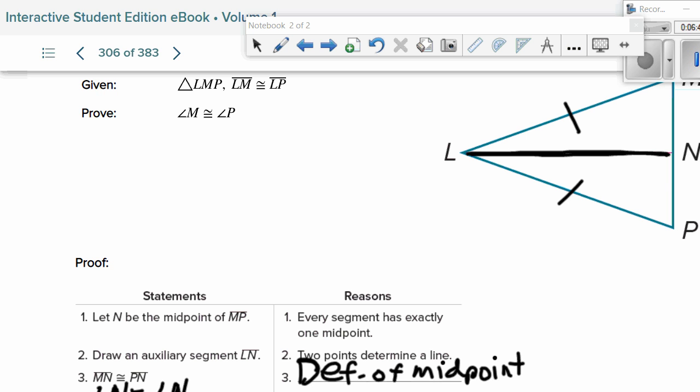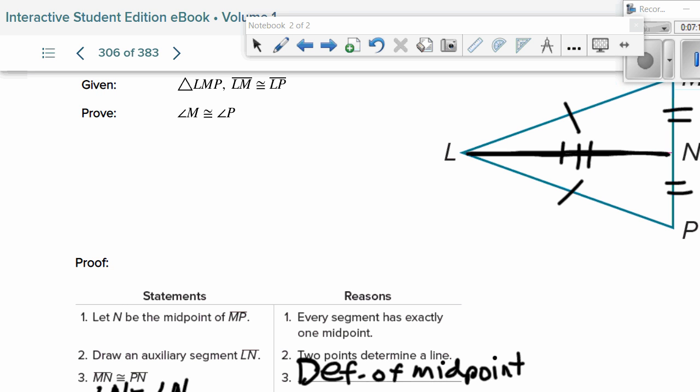Taking a look at that, that was equal to that because of the midpoint. This is equal to itself because of reflection. Are the two triangles I've now created equal to each other? And they are by SSS. If I've proven that the triangles are congruent, that means everything else in the triangles is equal, and in this case, all the angles are equal. So angle M is equal to angle P by CPCTC down here at the bottom.